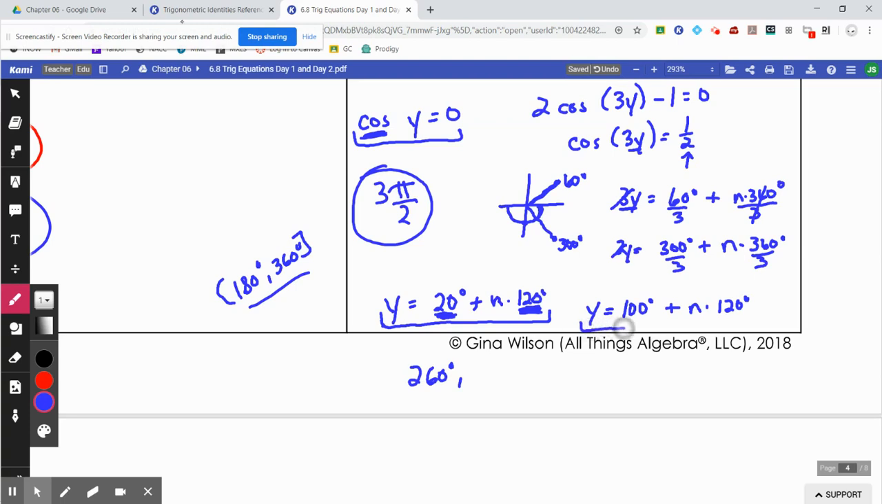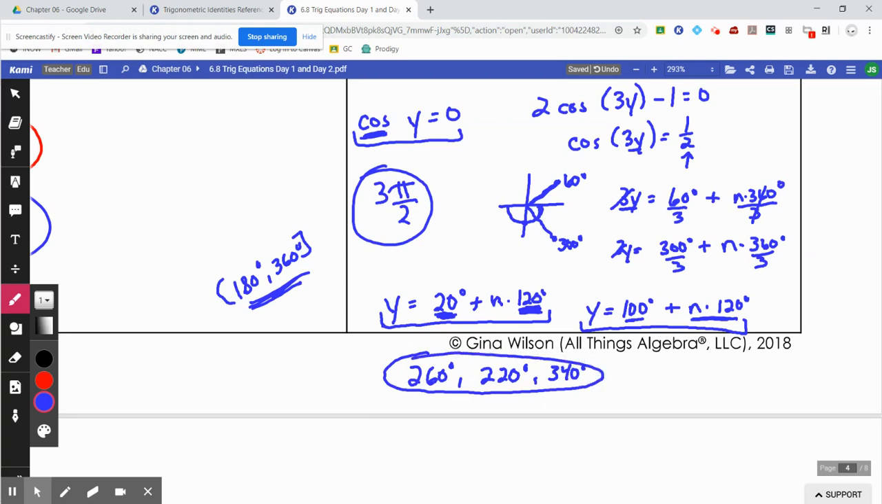Now let's move on to the other one. 100 degrees is my first answer. That's not in between here. Let's add 120. That gives you 220. So there's one answer. Add two 120s. That's 240. 100 and 240, that's 340. So there's another answer, and that will be the only one. You could add another 120. That'd be 460. That's outside of that. So there's all the answers.